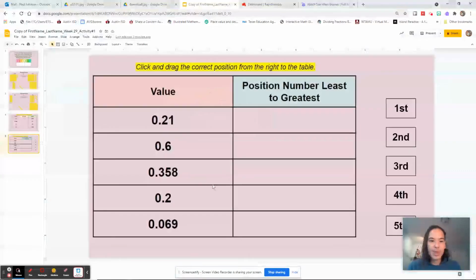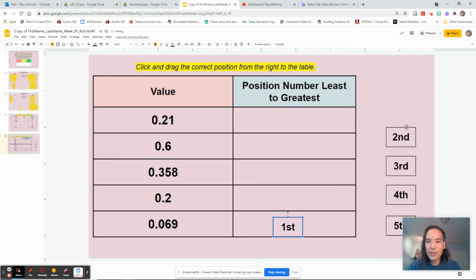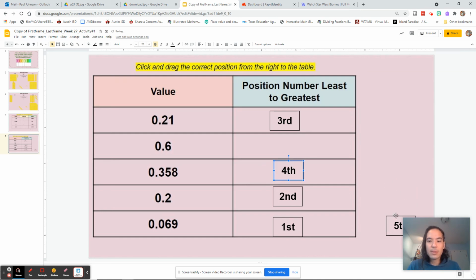It's basically going to be 69 thousandths is first, and then 2 tenths was second, and then third was 21 hundredths, fourth was 358 thousandths, and fifth was 6 tenths.